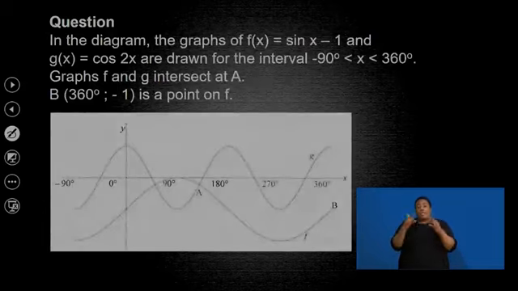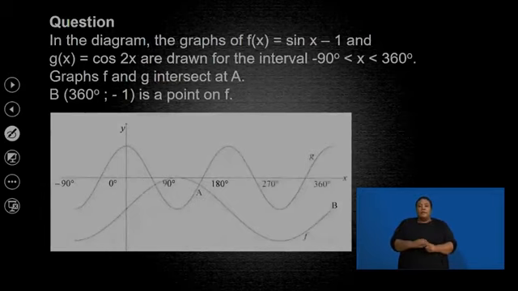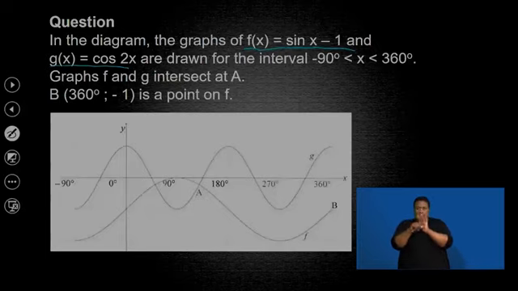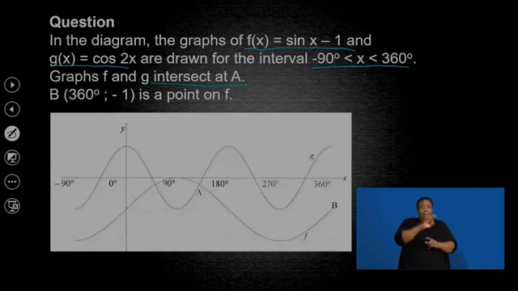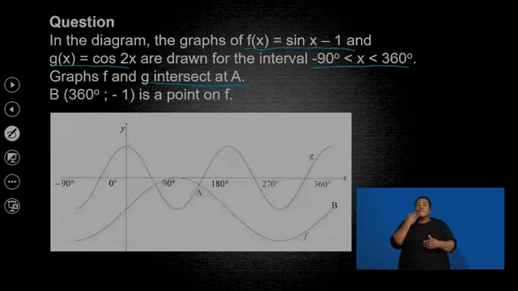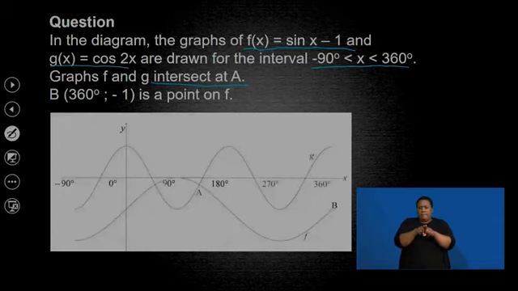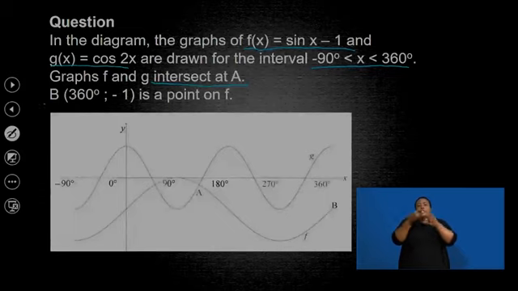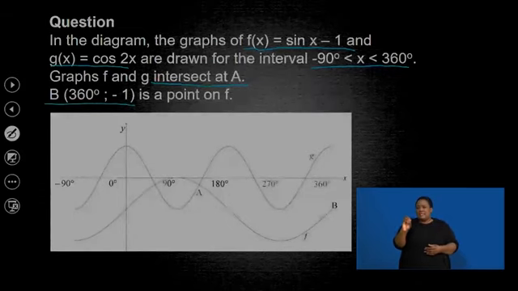Now, an actual question from a past paper reads as follows. In the diagram, the graphs of f of x, that's important, and also g of x, that's also important, are drawn for the interval. The interval is also very important. And then the graphs f and g intersect at A. So remember, guys, if the graphs are intersecting, what does that mean? It means that at that point, the graphs are exactly the same, so you equate them to one another and then solve. That's what the intersection really means. And then the last point they gave us was B, which is 360 degrees and -1.